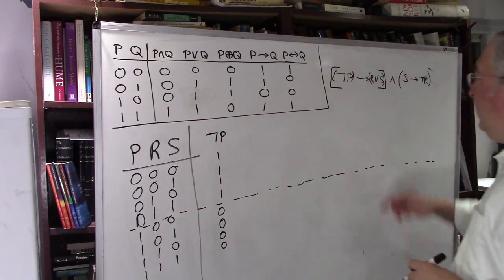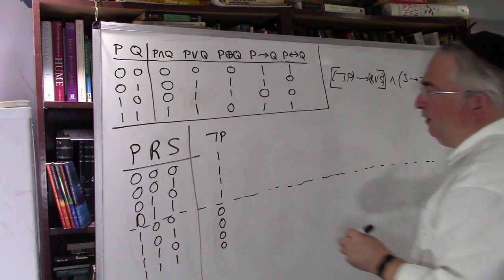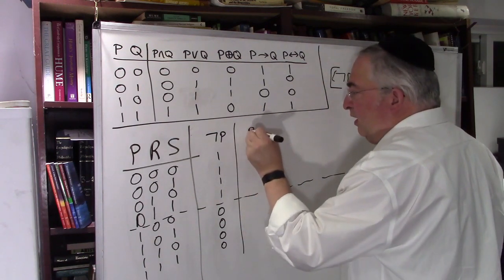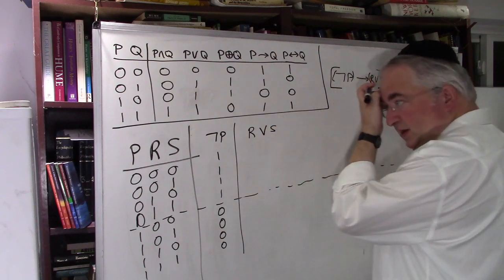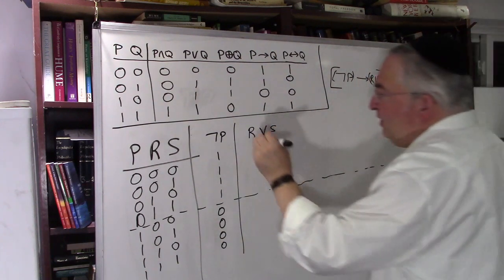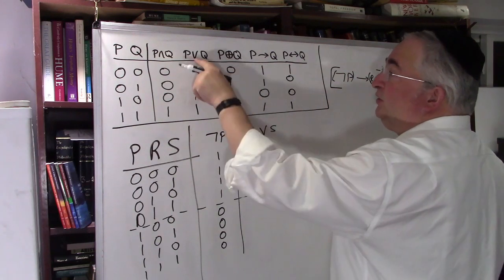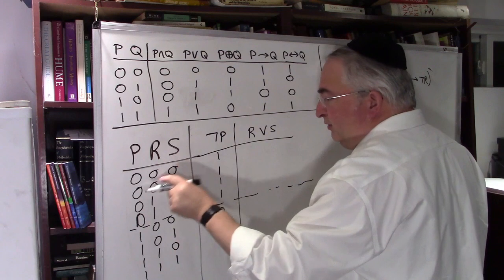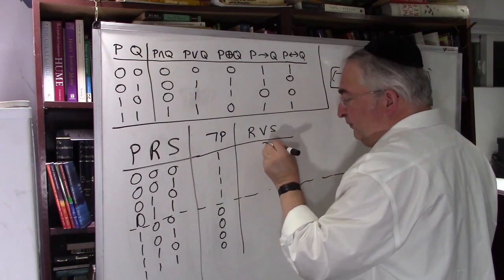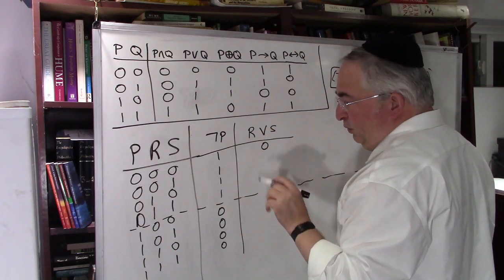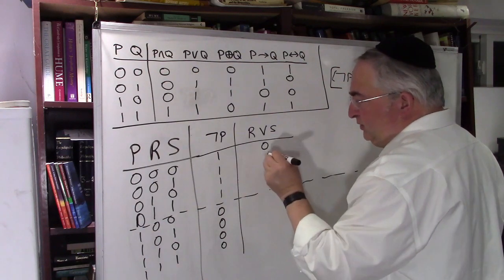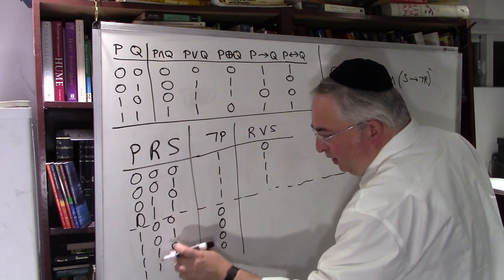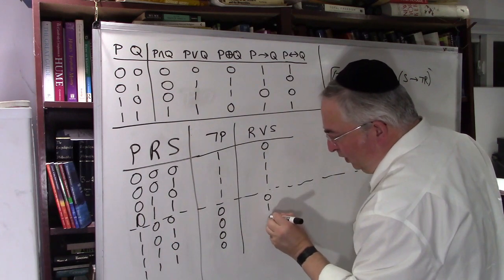Okay, good. Then it says, okay, now figure out R or S. So we'll put a line there, R or S. Now we have to do R or S. Here's our cheat sheet for or, and so we put it in. It's when one or the other or both is true. So it's 0, 1, 1, 1, and here it's 0, 1, 1, 1, 0, 1, 1, 1.